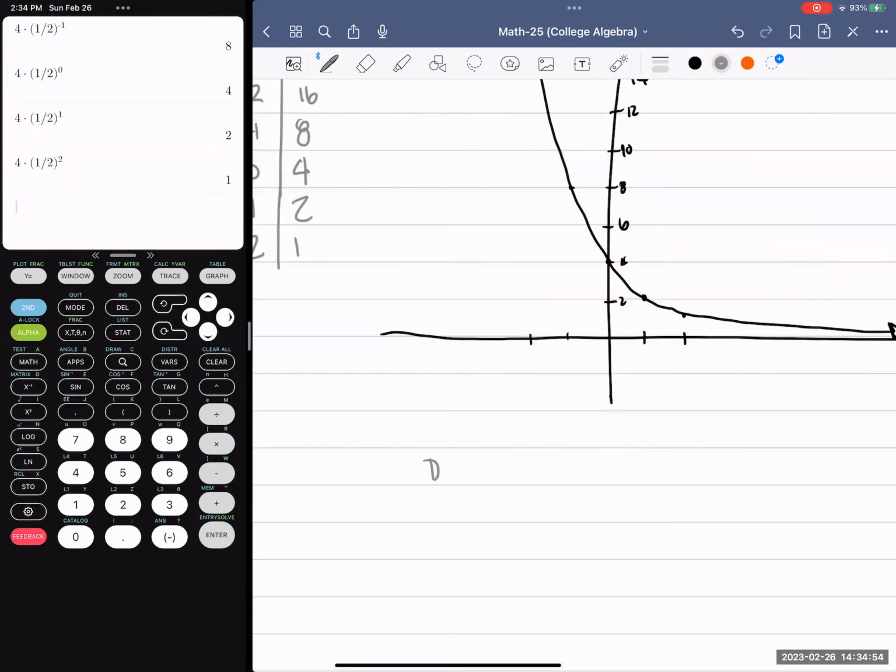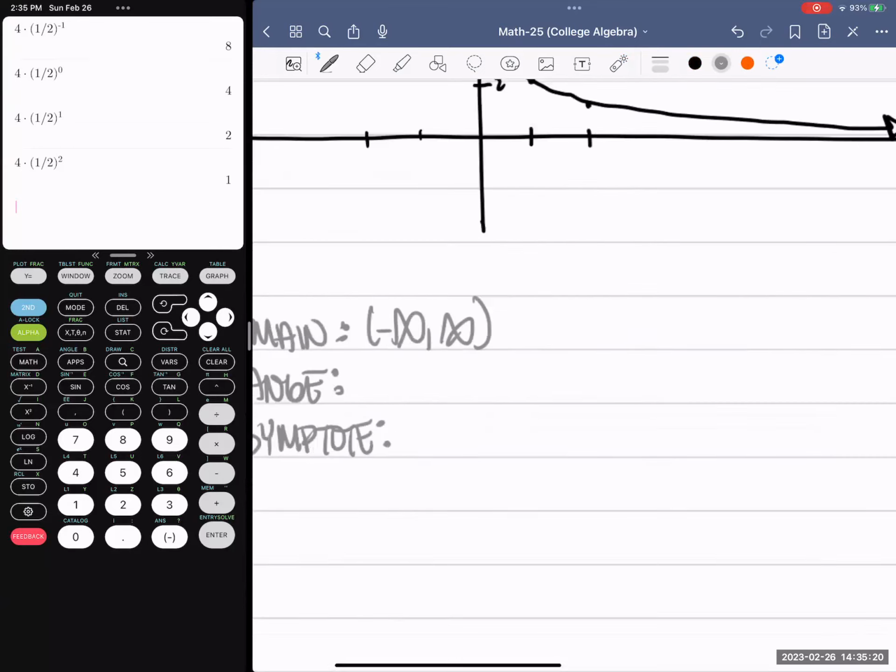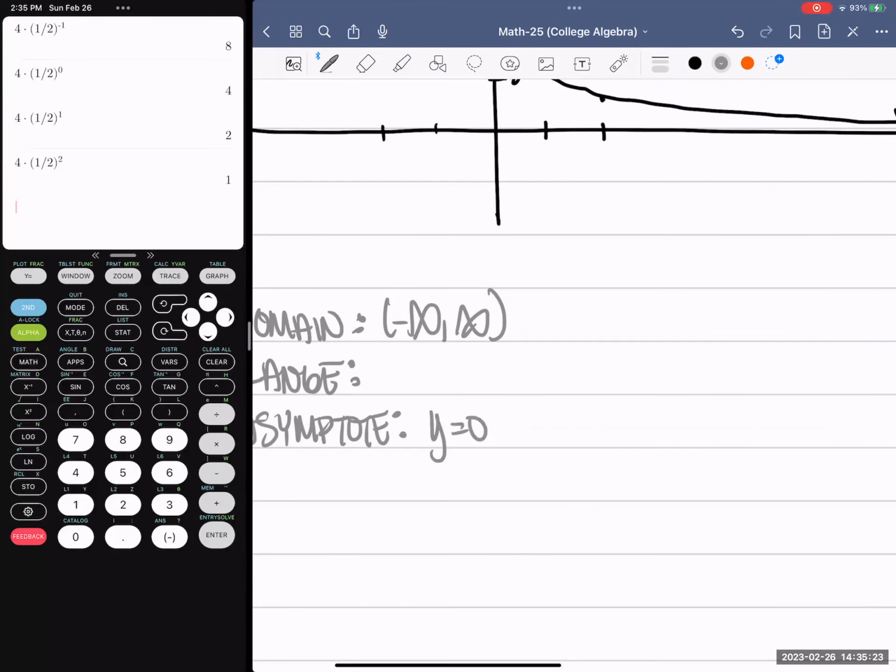Let's look at our domain first, our range and our asymptote. Domain for all of these are going to be -infinity to infinity, all real numbers. The range for this one, we get closer and closer to 0, but never actually touch it. So our asymptote for that one is y = 0, and the range goes from 0 to infinity.